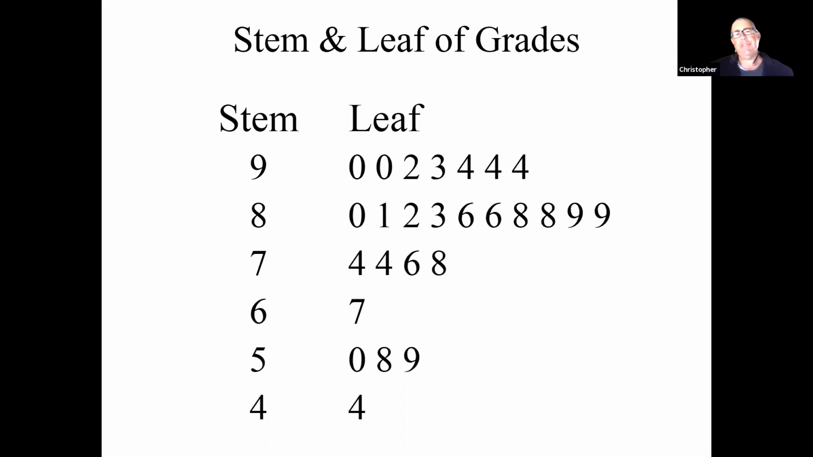So another thing you can do is if you turn this way and you're looking at it on its side, it looks just like a histogram, or it's a backwards histogram. But you get some sense of the shape of the distribution from that as well.